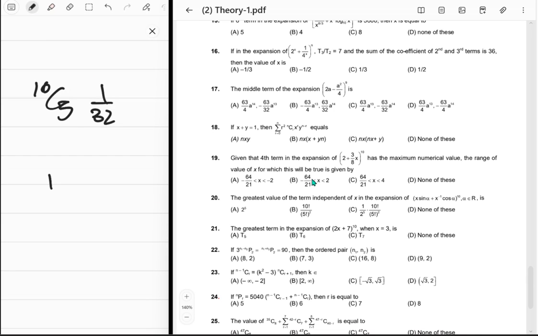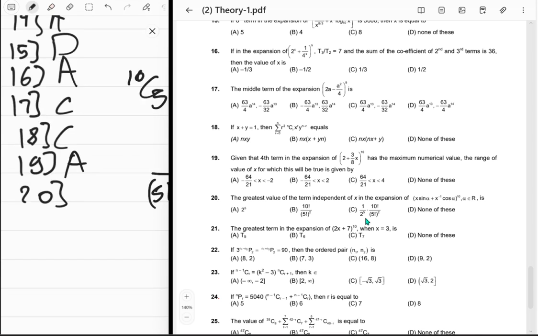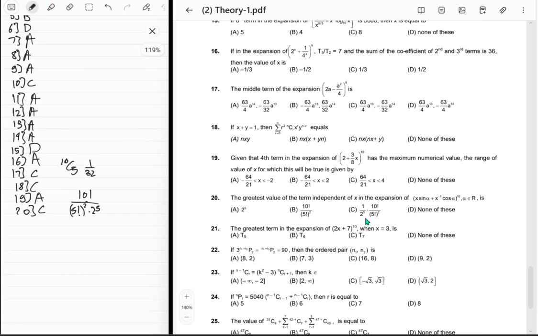And 10c5 is like, okay, do we have to do that, or just give it like that. So this will be 10 factorial upon 5 factorial squared, and then you got 2 power 5, which is C. Okay. 21st.